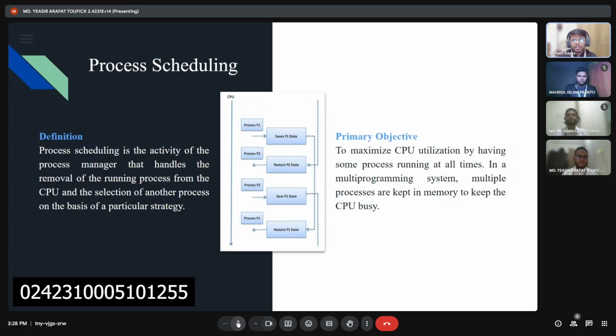In the figure, we can see the process saves the P1 state, then runs process P2, then restores P1, and so on: P2 saves its state, and then P1 is restored. Here we can see how our operating system decides which task will run and how the CPU is utilized, maximizing CPU utilization.